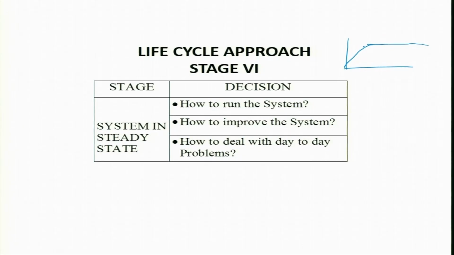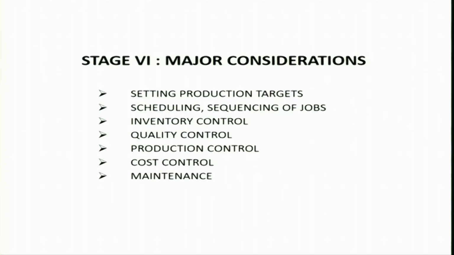At this stage, we reach the point where we can say that the system is at full capacity and we should get maximum advantages from this. So, all types of controls will come at this stage: how to run the system so that I get maximum output from the system. What are the decisions which I have to take? Here I have to set the targets, and then I have to do the scheduling and sequencing of the jobs, more operational level decisions. I have to do several types of controls in the form of inventory control, quality control, production control, cost control and maintenance of the system.